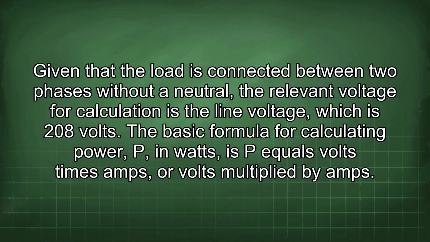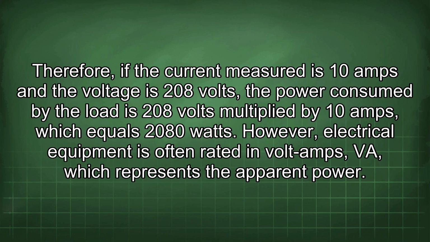The basic formula for calculating power, P, in watts, is P equals volts times amps. Therefore, if the current measured is 10 amps and the voltage is 208 volts, the power consumed by the load is 208 volts multiplied by 10 amps, which equals 2080 watts.